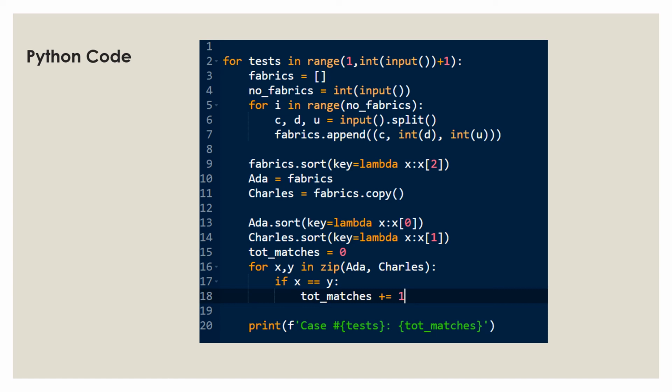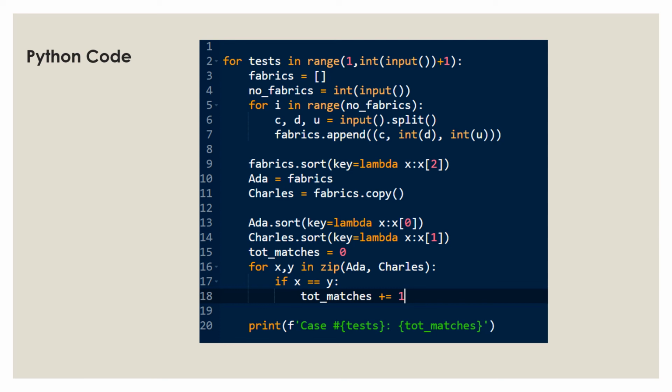I'm using a list of tuples here, and the tuple consists of 3 components, the properties of the fabrics. First I sort by unique ID, and then assign this fabric to Ada. When I assign this to Charles, I have to create a copy of it, otherwise everything will represent only one matrix. So now these are 2 different matrices, and then I sort the first matrix based on the first index, which is nothing but the color, and sort the second matrix using the second index.